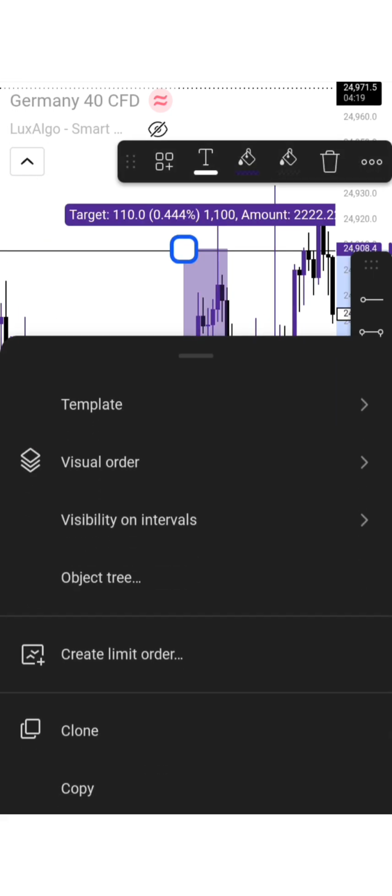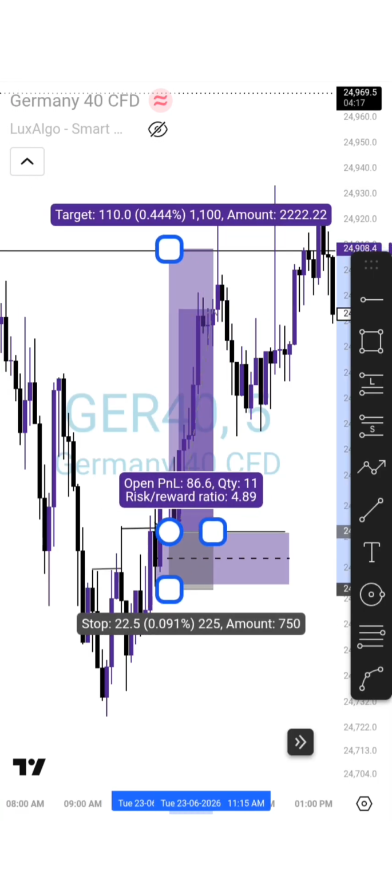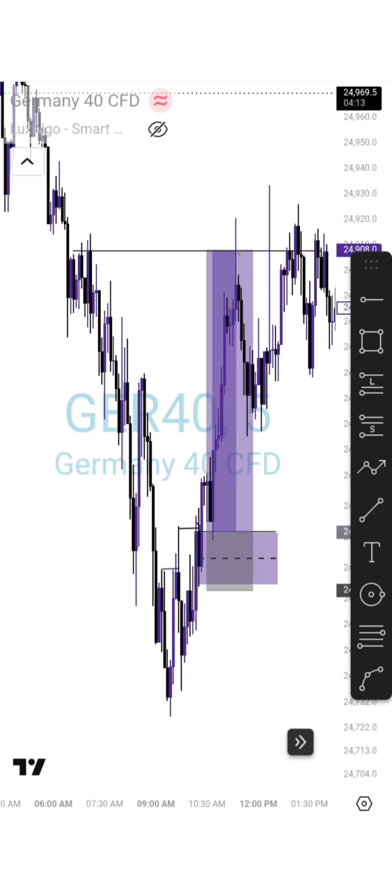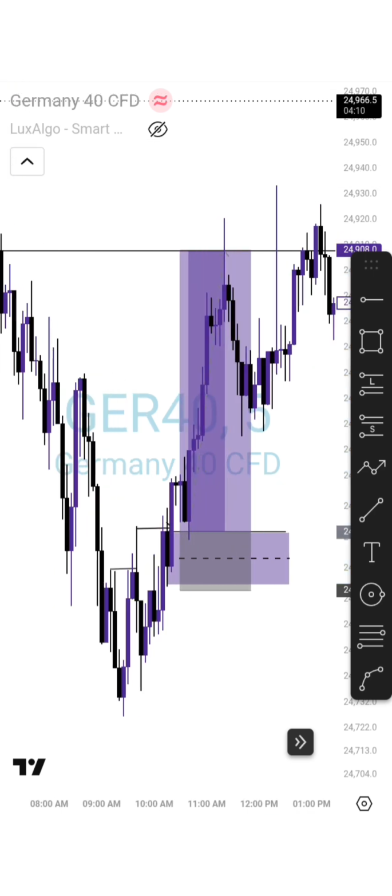And so that is how we came up with a 1:4 risk to reward ratio on GER40, even when it is not a valid order block. So once you follow market structure, you're always going to get it right. No matter the strategy you're using, you find your strategy along with market structure, and that is how to go about it.